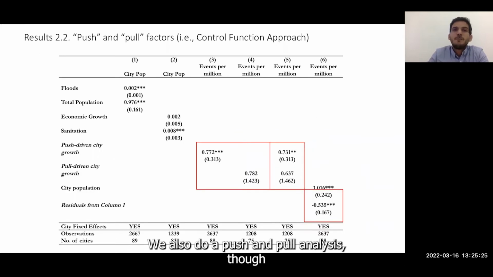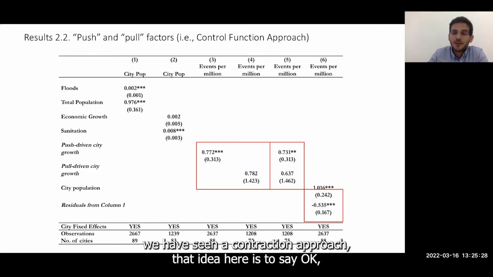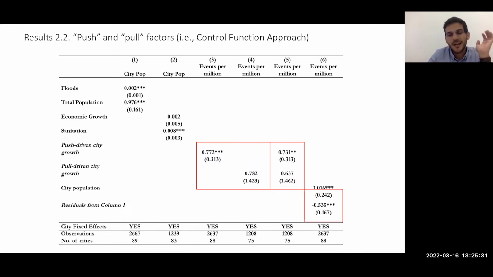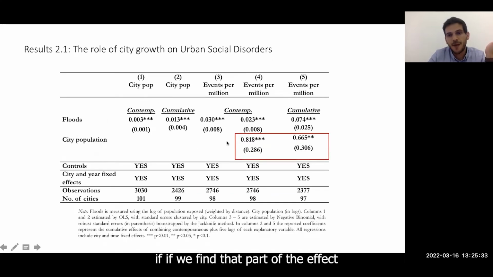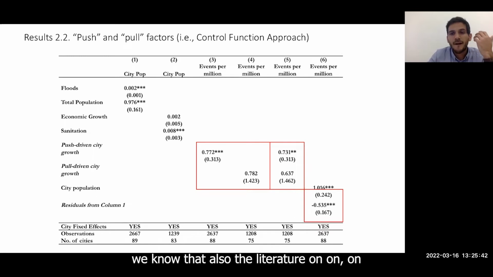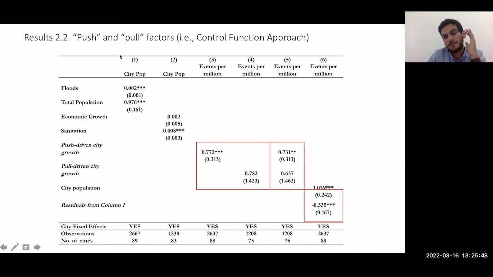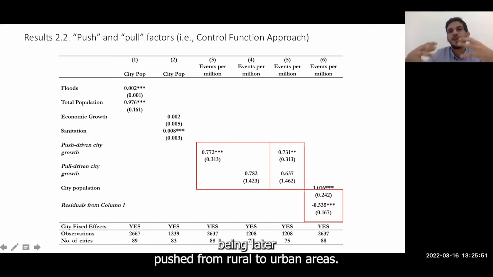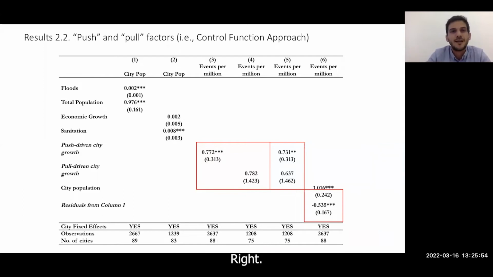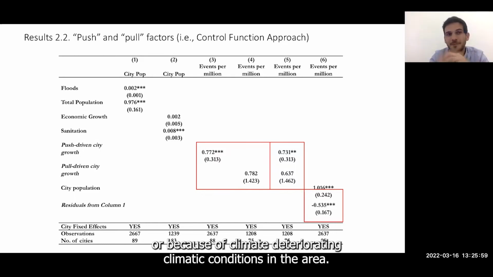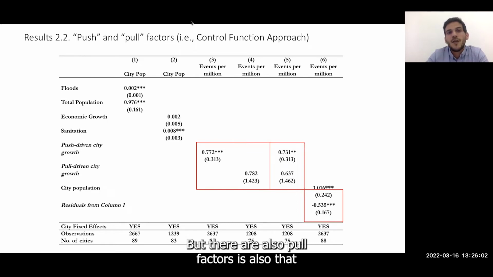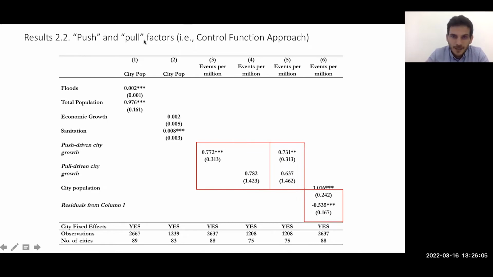We also do a push and pull analysis, so using a control function approach. So the idea here is to say, okay, if we find that part of the effect is driven by population growth, we know, and this is again connecting to the literature on how cities grow, and we know that cities grow because of push factors, so people being displaced or pushed from rural to urban areas, right? For instance, because of conflict in rural areas or because of deteriorating climatic conditions in rural areas. But there are also pull factors, so cities also attract people, right?